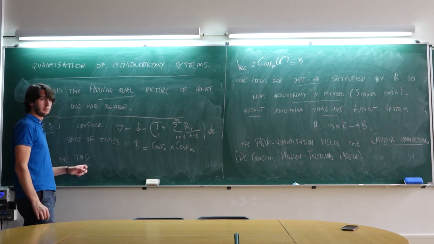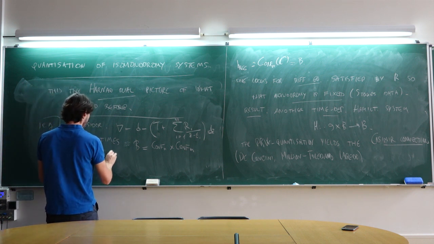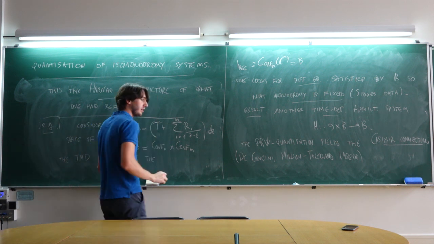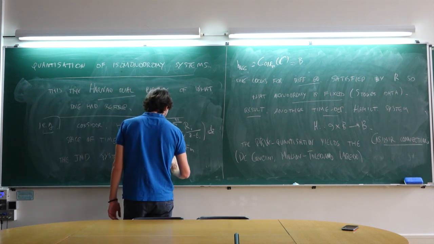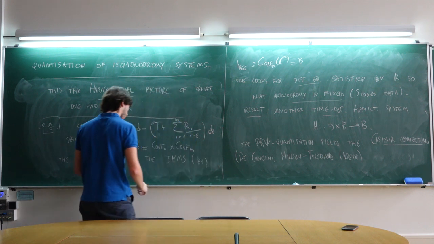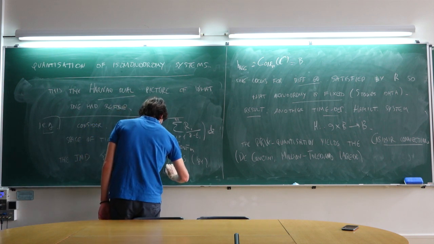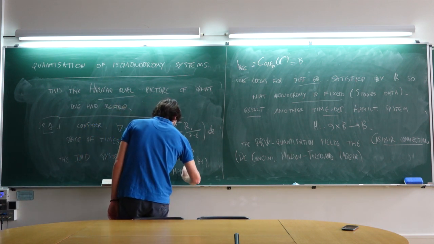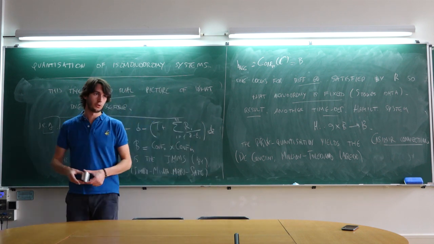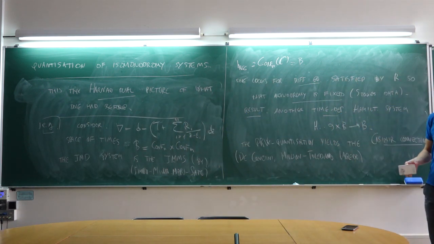Let me write IMD for isomonodromy, okay? The IMD system is the Jimbo-Miwa-Mori-Sato system. This appeared, I think, in 81. So this is the period in which the Japanese school of isomonodromy made the revival of the theory of isomonodromy after Schlesinger.